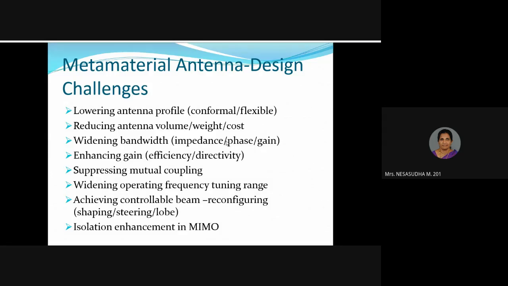Operating frequency tuning, reconfigurable. Now many people are working on reconfigurable antennas, which are used for 5G applications. In reconfigurability also, this metamaterial antenna is used. Also for MIMO, to improve the isolation, that is the separation, this metamaterial can be used.